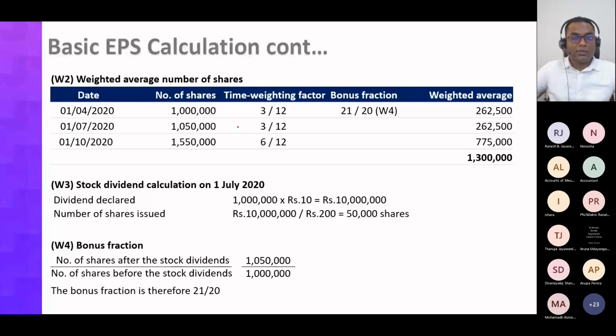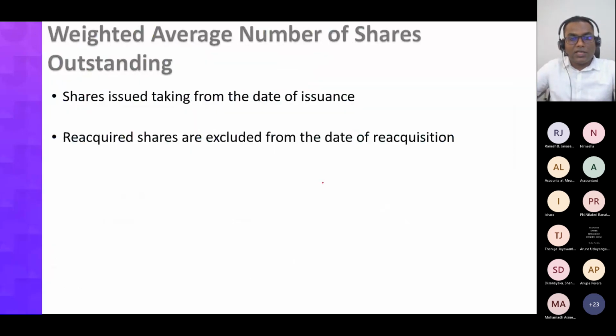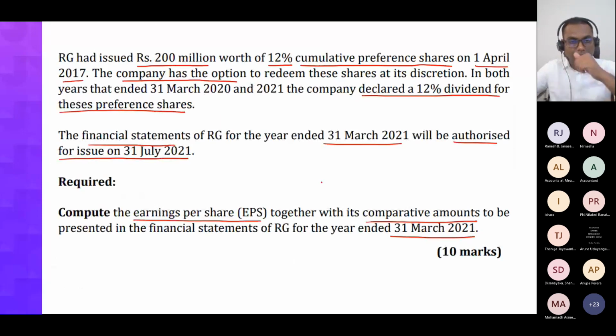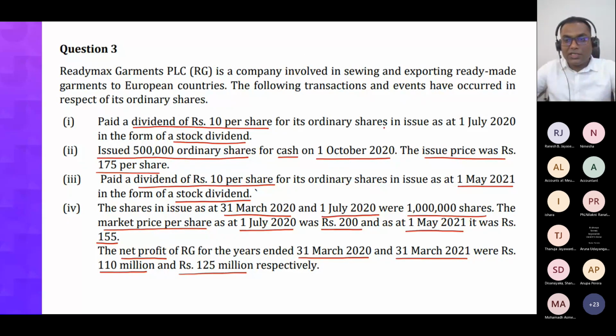So this is the current year. So the period is what? The current year means 1st April 2020 to 31st March 2021. This is the period, no? Starting from the beginning of the year, 1st April 2020, up until 1st July, as per the question, there are no changes in the number of shares.